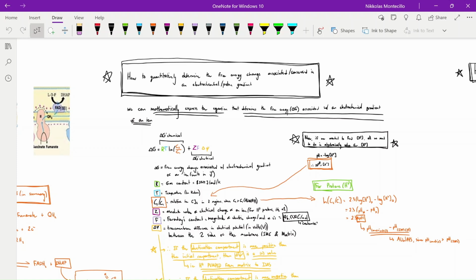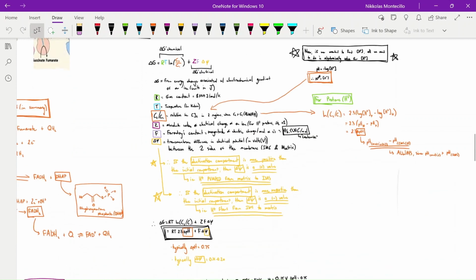In this video, we're going to be covering how to quantitatively determine the free energy associated or conserved in an electrochemical or proton gradient. And then from there, I want to use this information to help explain how ATP synthesis works and specifically investigate the thermodynamics involved with ATP synthesis. So we can mathematically express an equation that determines the free energy associated with an electrochemical gradient of an ion.